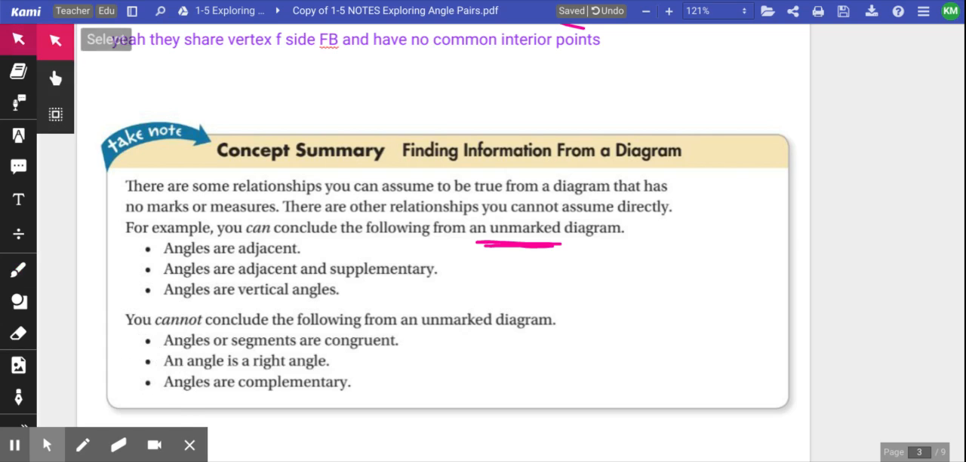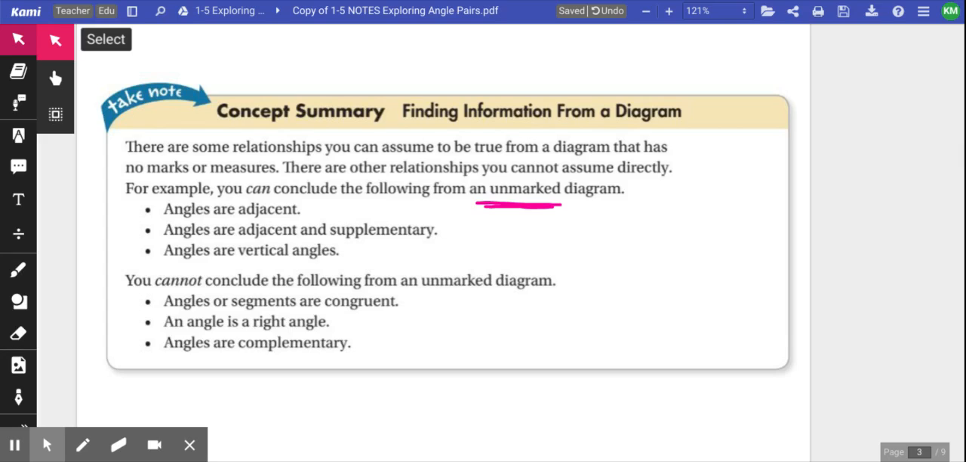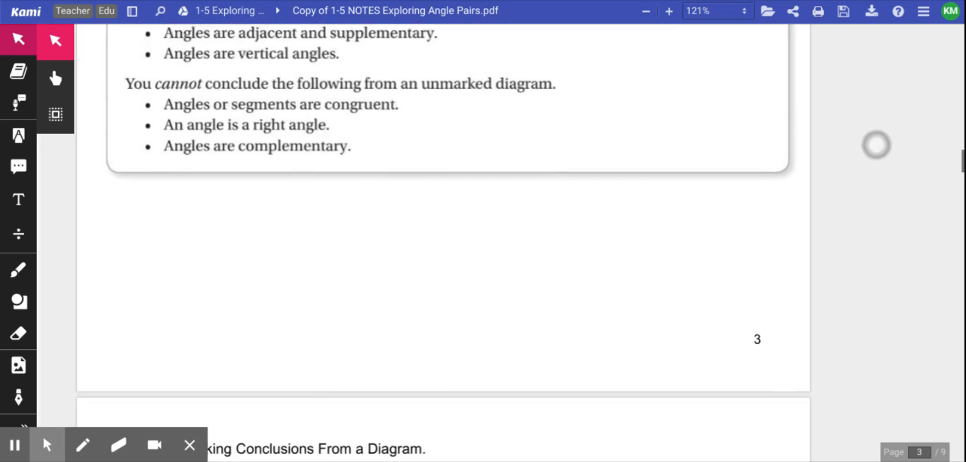But what you cannot conclude based on an unmarked diagram are that angles or segments are congruent, or an angle is a right angle, or angles are complementary. So you have to make sure that you see a right angle symbol in order to know that. Same thing for angles or segments to be congruent. They have to be marked as congruent in order to assume so.